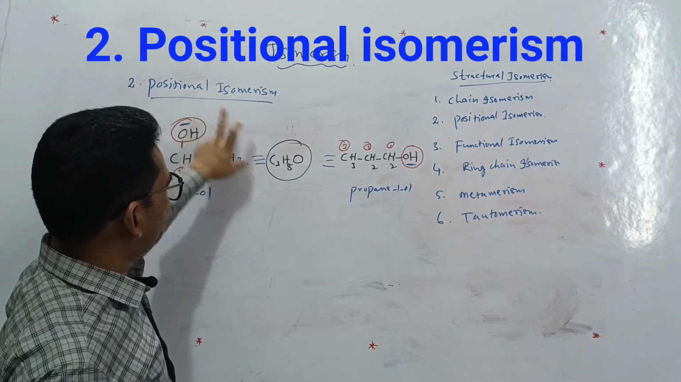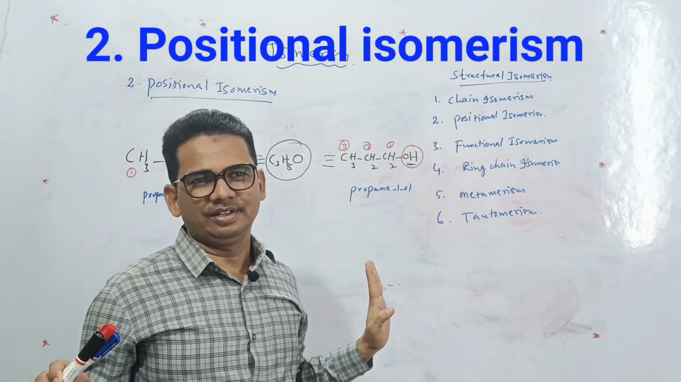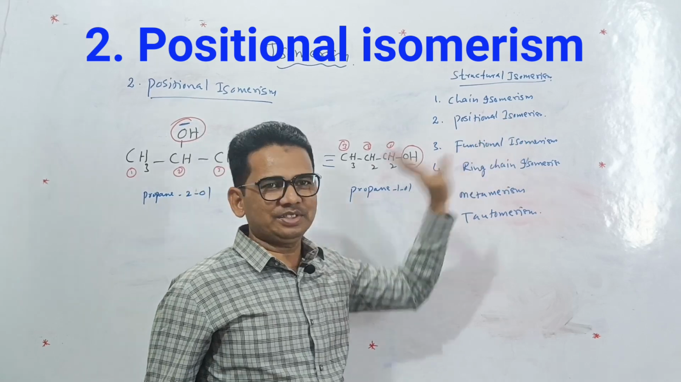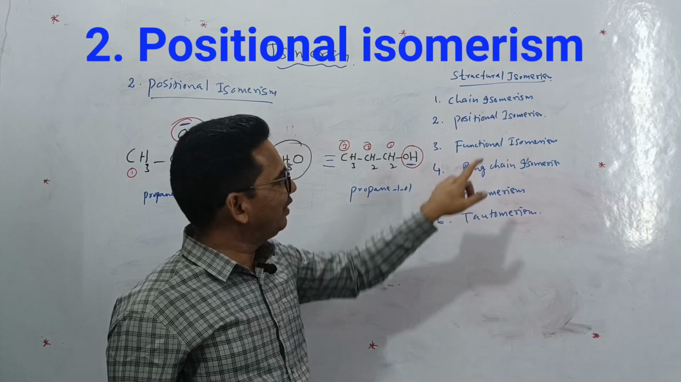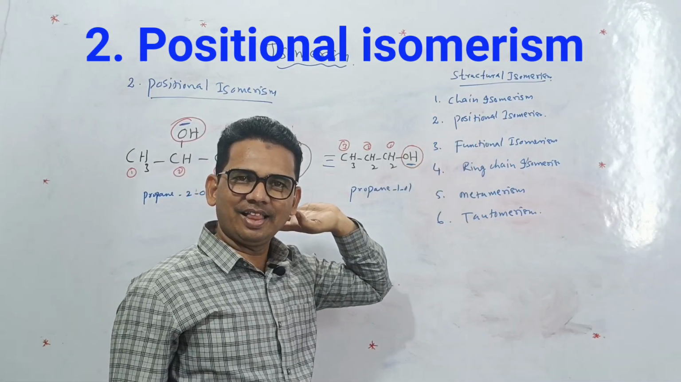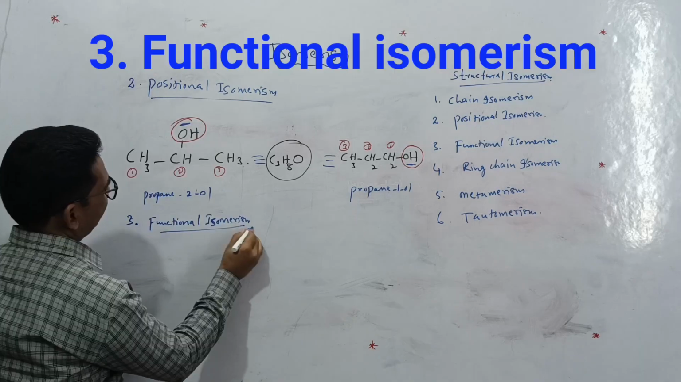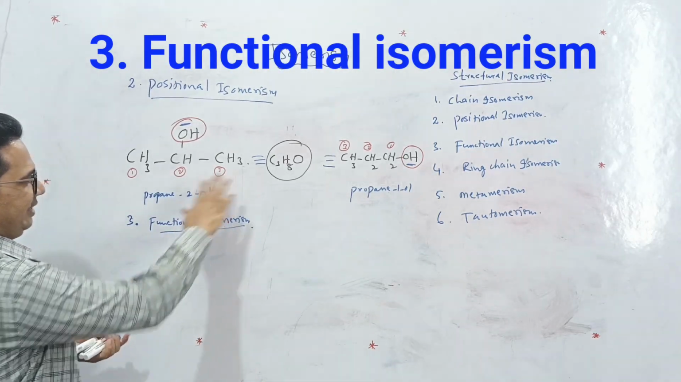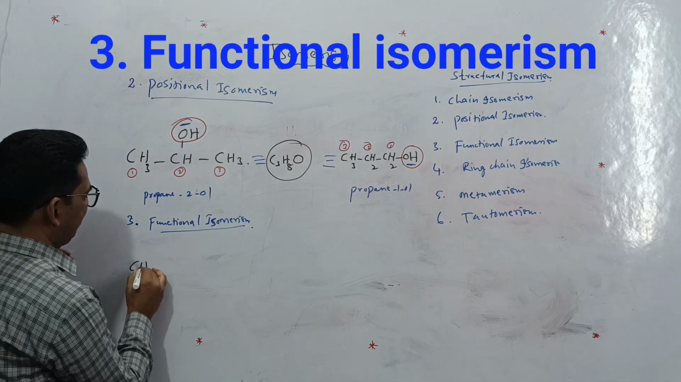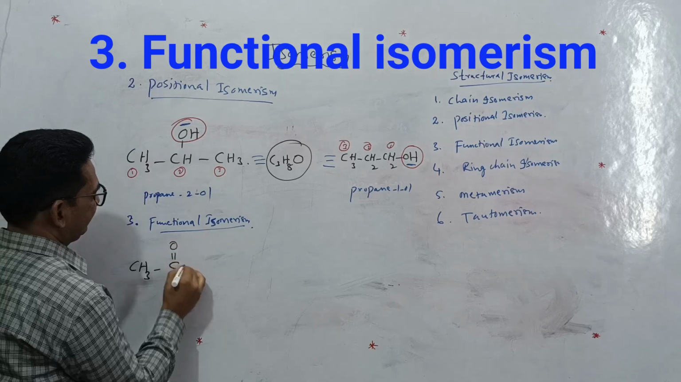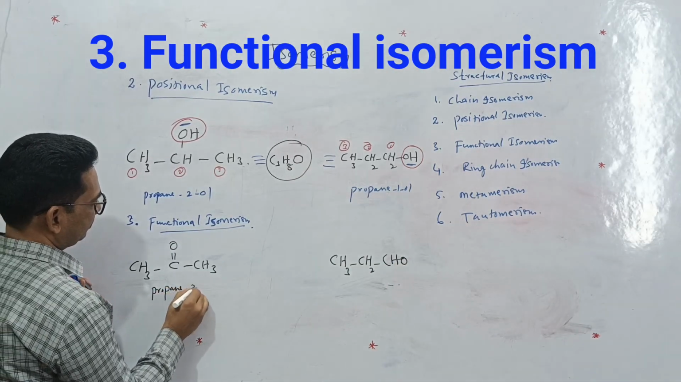Generally, students get more confusion between positional isomerism and functional isomerism, because functional isomerism also involves the functional group. What is the difference between the positional and functional? That I will tell you. I will write the example and you will come to know. I am not erasing this one because you have to see the difference. For example, this is called propan-2-one.